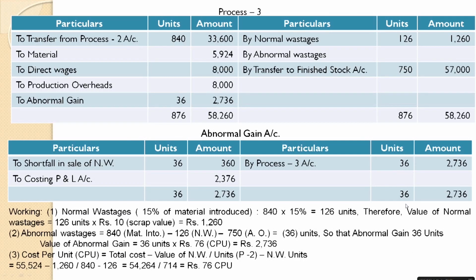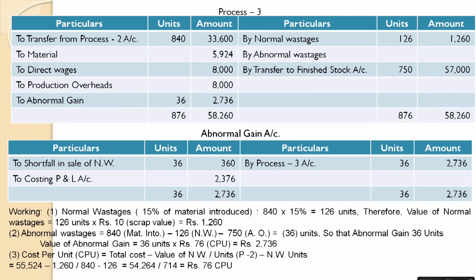Now, we need to identify the value of normal wastage. In this particular process 3, we have a scrap value of 10 rupees per unit. So, 126 multiplied by 10 comes to 1260 rupees. This is your normal wastage value, which is written on the credit side of the process 3 account. See, on the credit side: normal wastage, units as well as value.